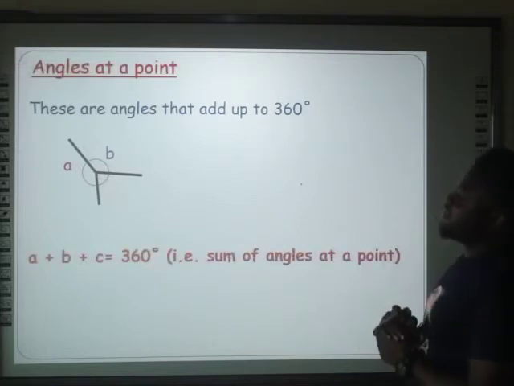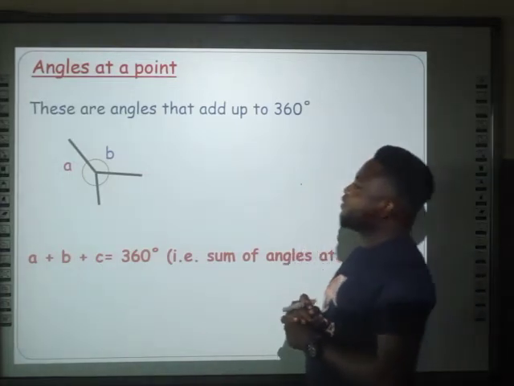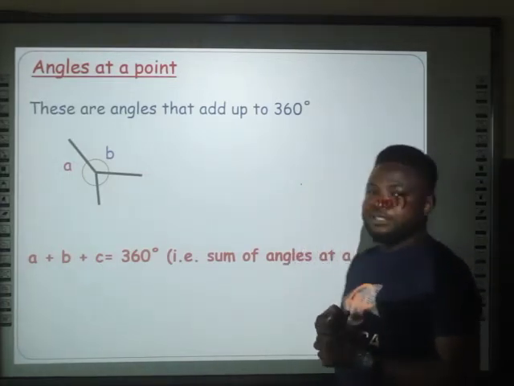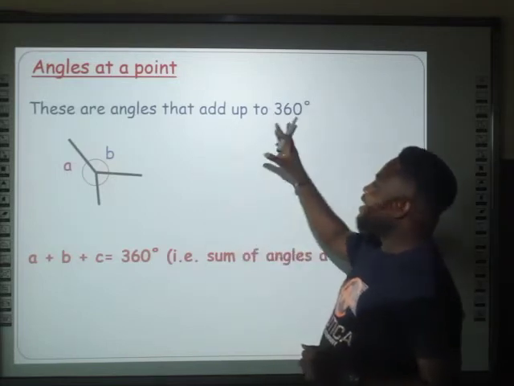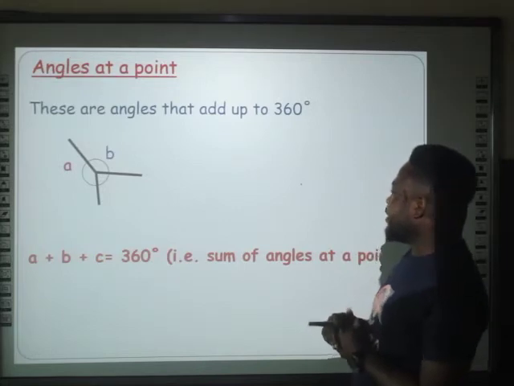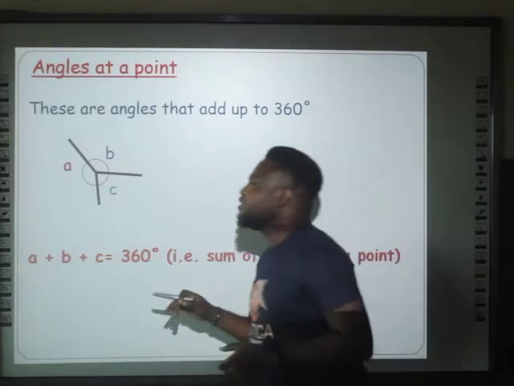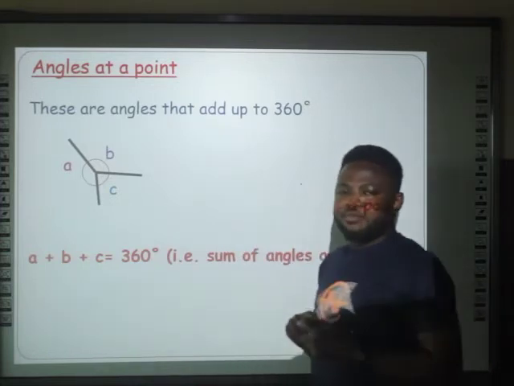Now we're going to look at angles at a point. Okay, angles at a point. These are angles that add up to 360 degrees. These are angles that add up to what? 360 degrees. Now we need to identify that point.